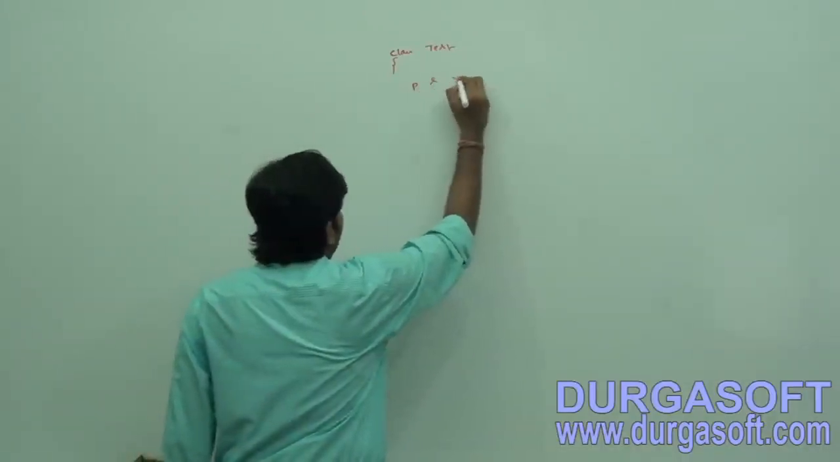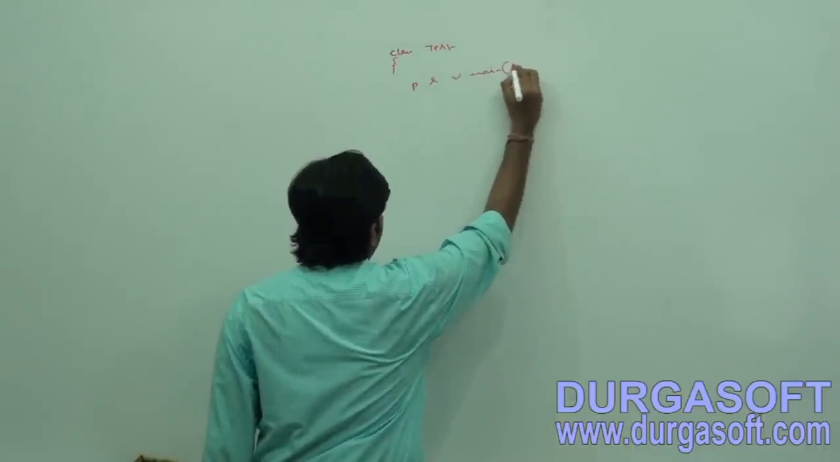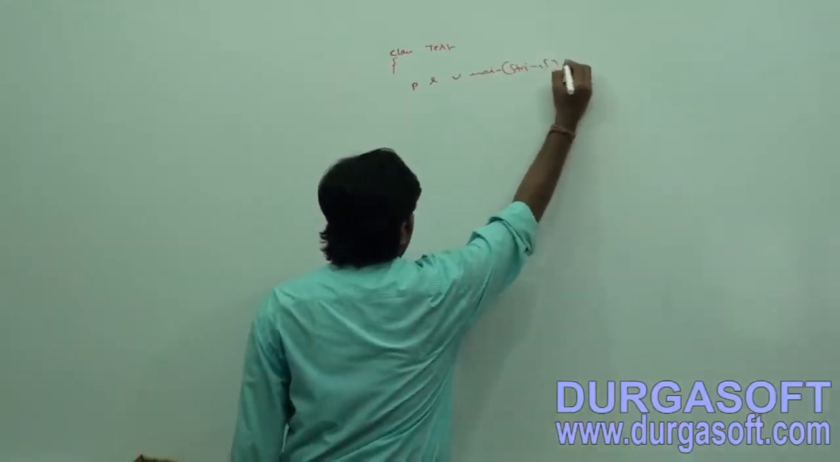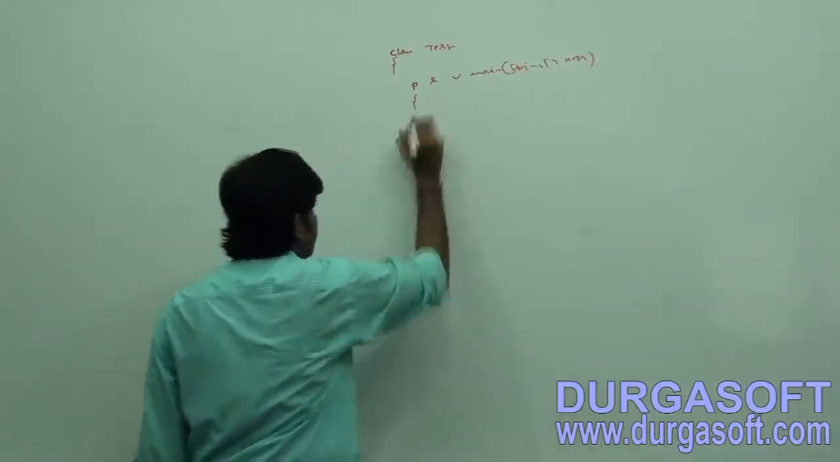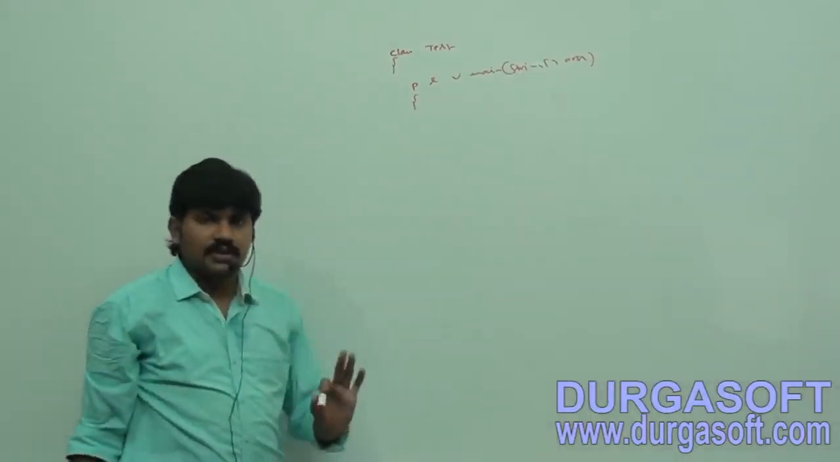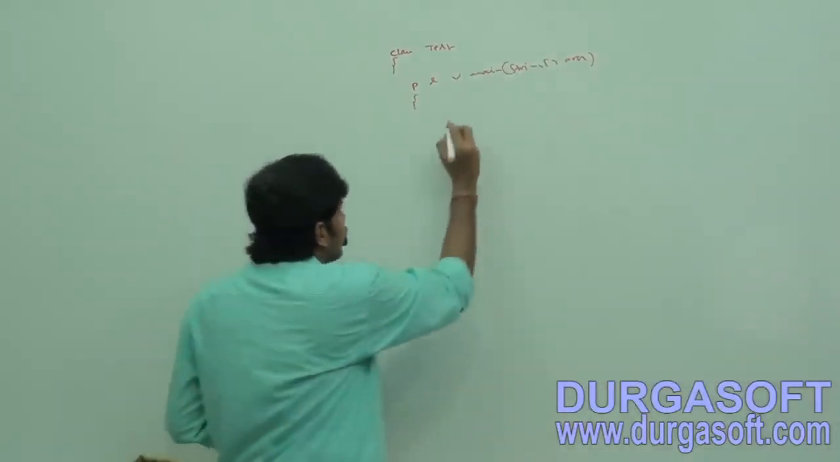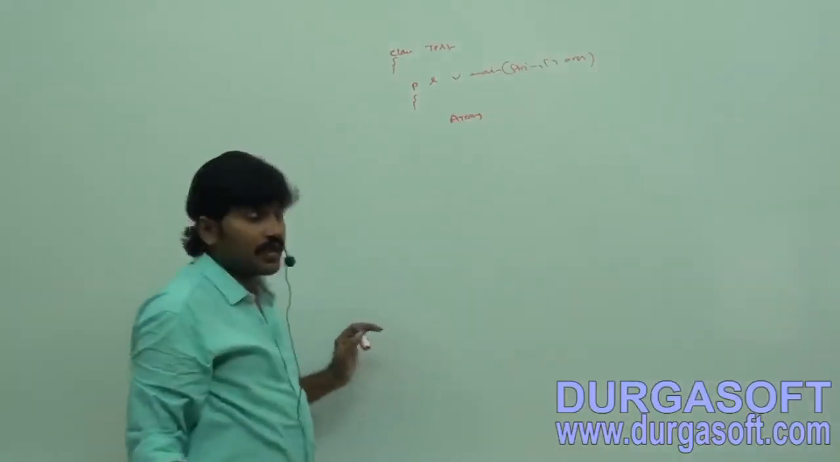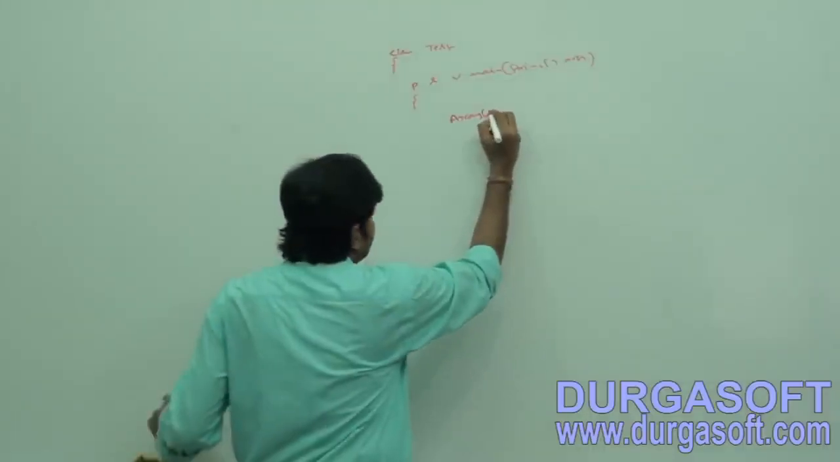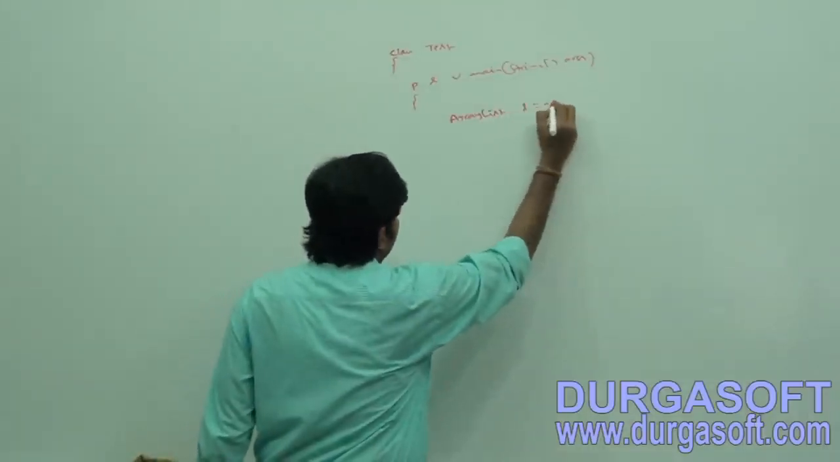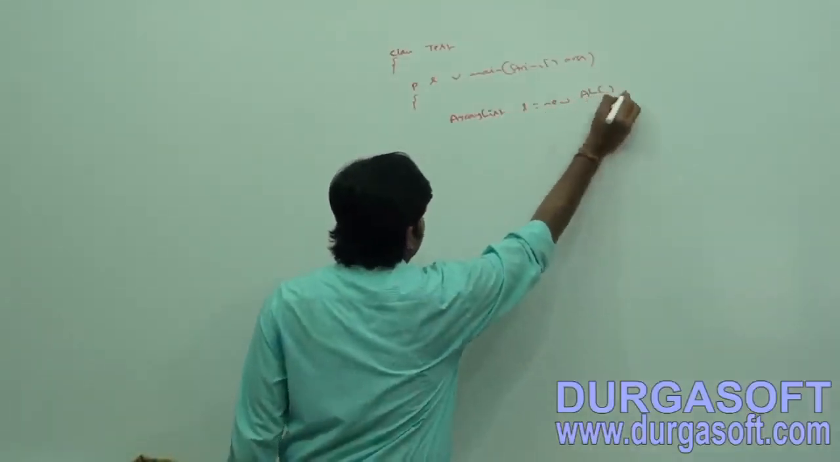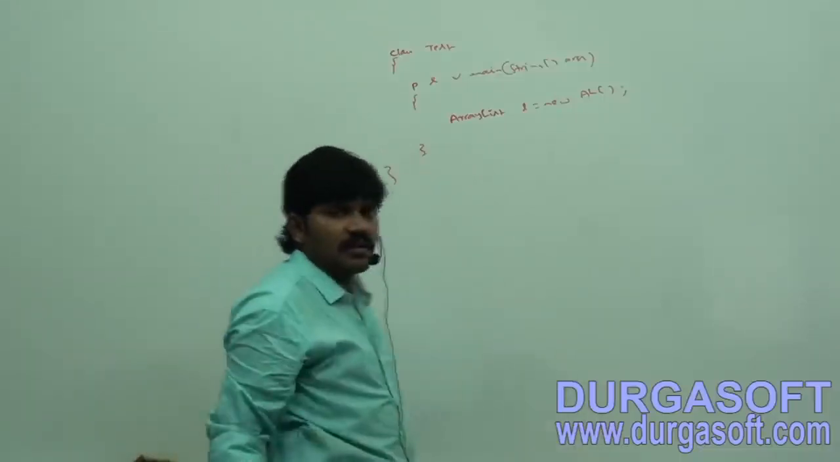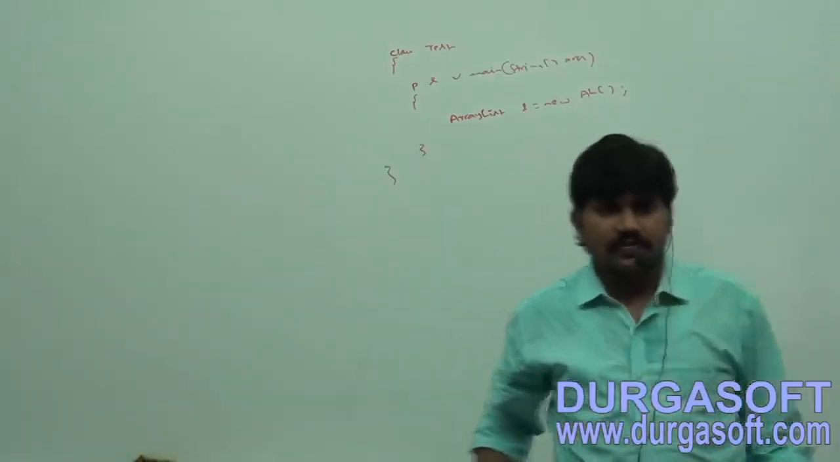Sir, I am taking class Test, a simple class Test. Public static void main, String array args. Class Test, public static void main. Now I am taking ArrayList l is equal to new ArrayList.